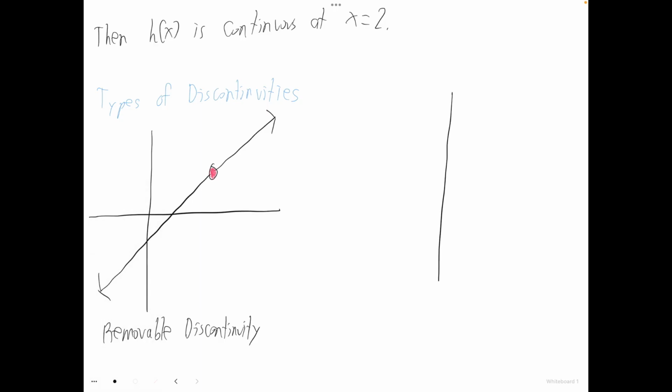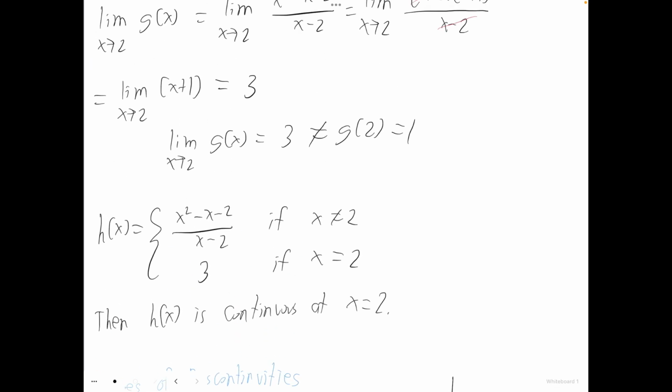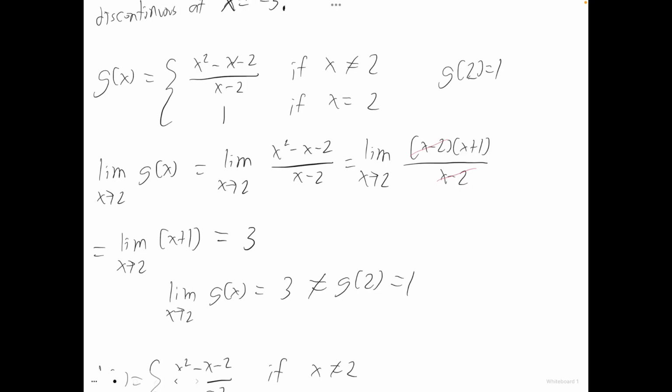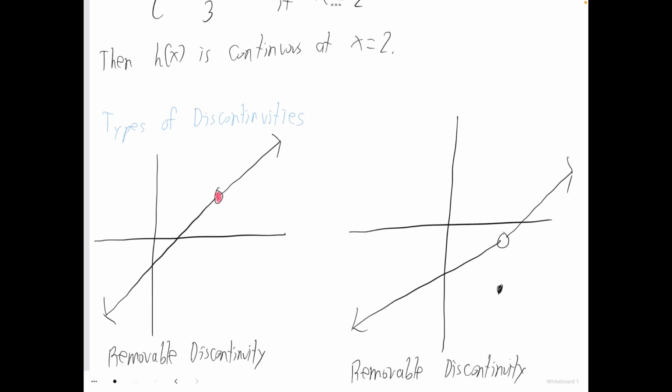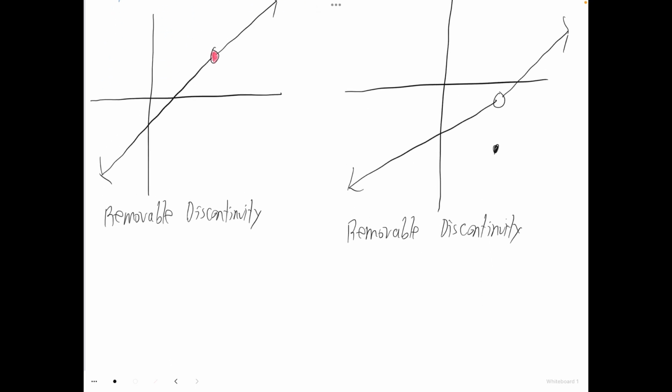Now, one thing to note is that if the graph is defined just as a different value there, this is still called a removable discontinuity. We can still remove the discontinuity by just defining the function differently. And so in our situation above with the function g of x, we had a removable discontinuity at 2 because we could fix it. By just changing the 1 to a 3, we could remove the discontinuity. And so it is what is called a removable discontinuity.